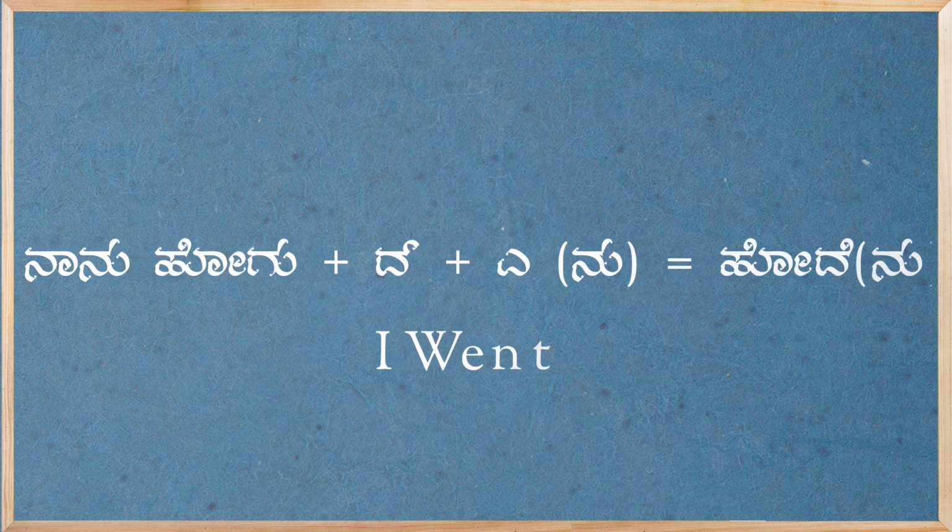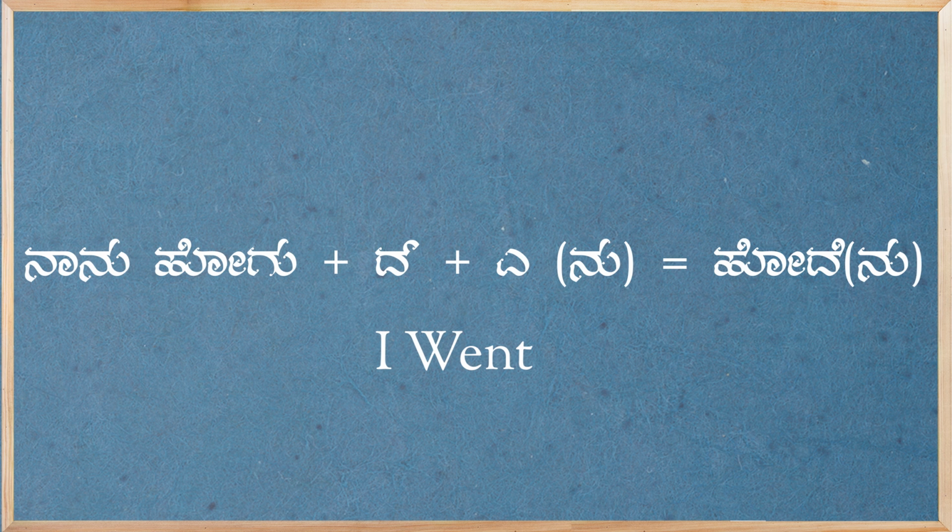The past tense suffix 'd'. The structure of the past tense in Kannada is verb root plus past tense marker plus pronominal ending. Nanu, hogu plus 'd' plus enu becomes hodenu. I went. Observe the change. There is no conditioning factor to say which verb will take which past tense suffix. A list of verbs in which 'd' occurs as past tense is given at the end.